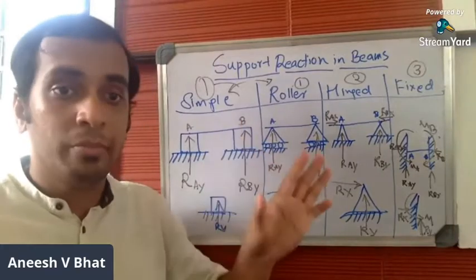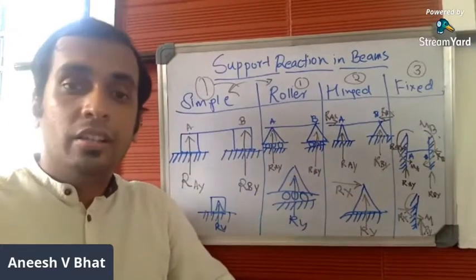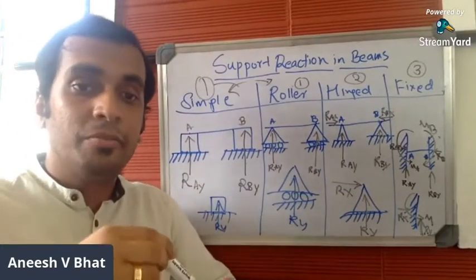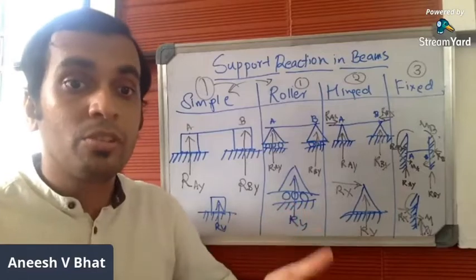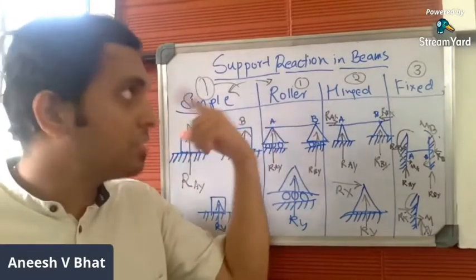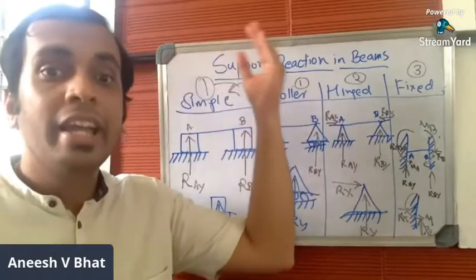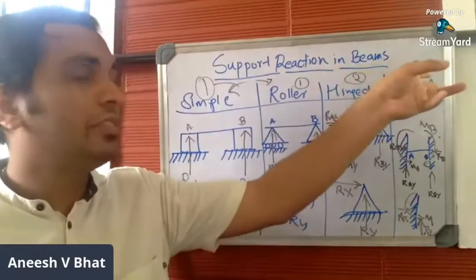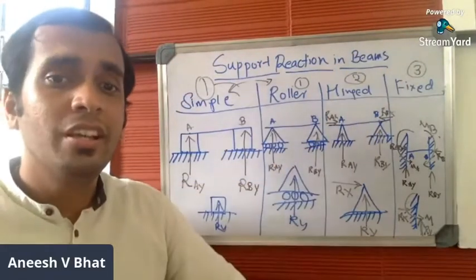So this you have to remember. Now, let us try to understand why a simple support offers only one reaction, why roller support offers only one reaction, why hinge support offers two reactions, and why fixed support offers three reactions. Let us try to understand.